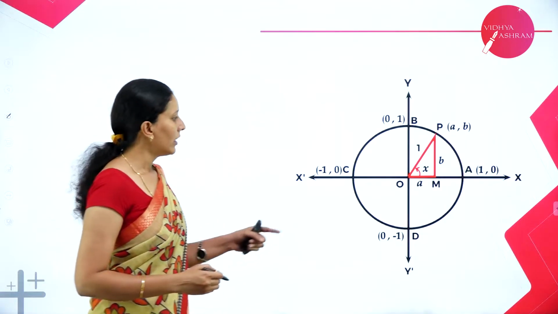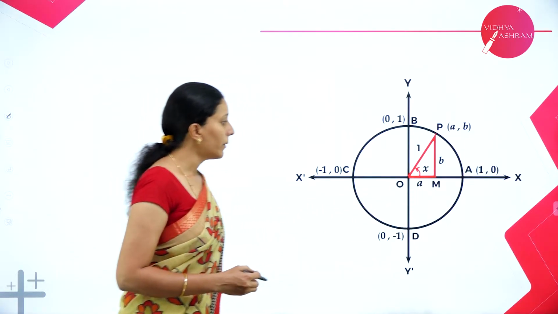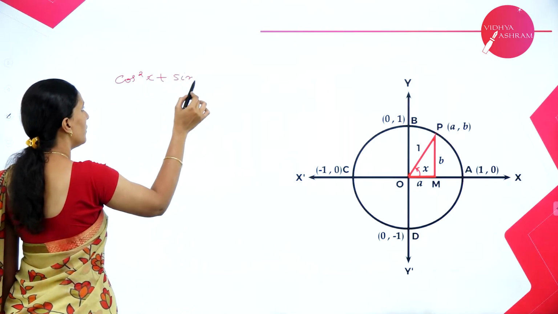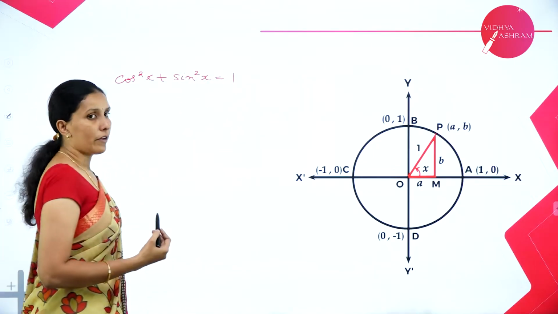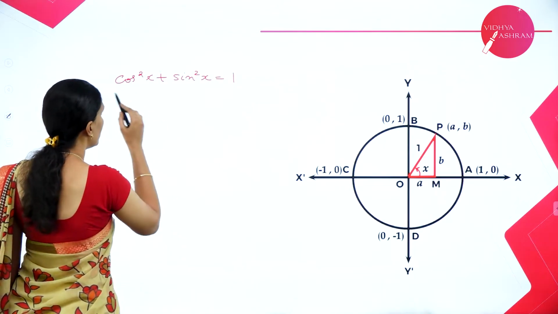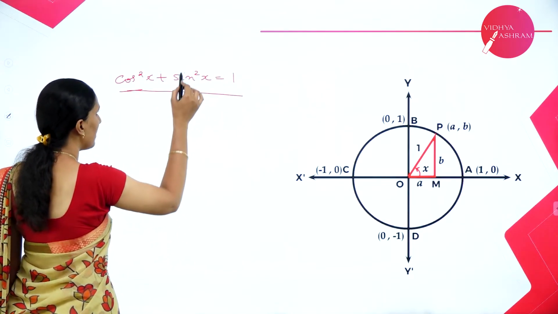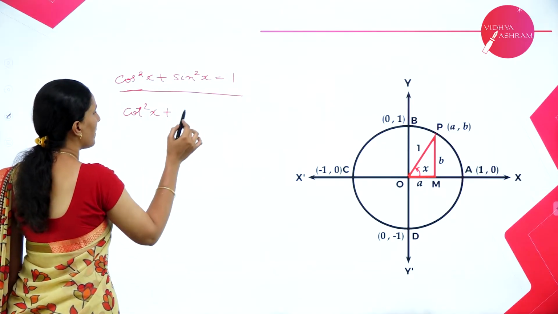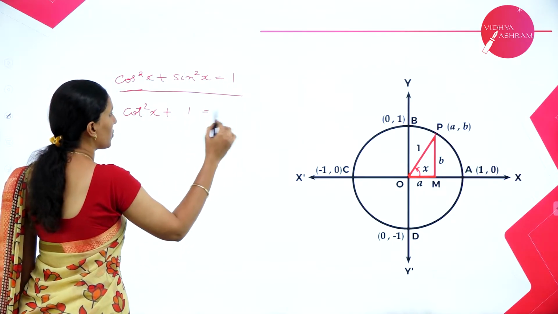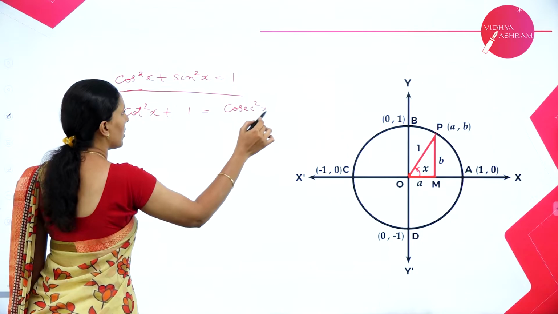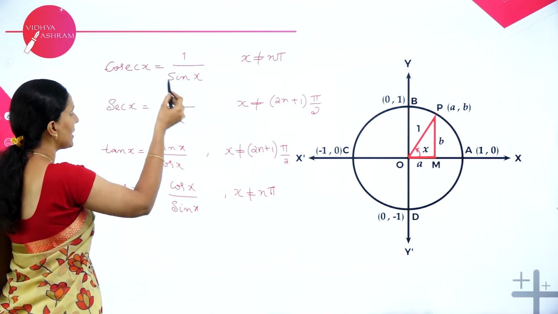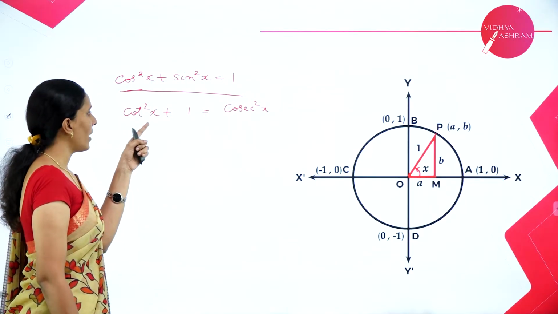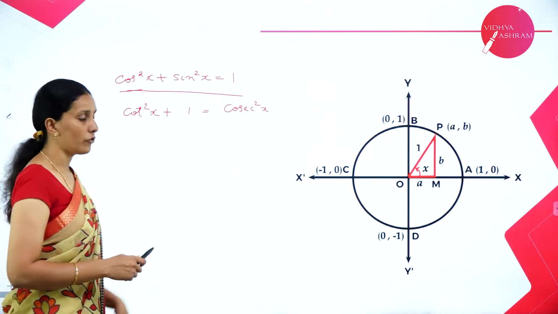So we also got a relation between cos and sine using the Pythagoras theorem: cos square x plus sine square x is equal to 1, which is a very important identity. From this we can also derive two other identities. If we divide this equation completely by sine square, then cos square by sine square is cot square x, sine square by sine square is 1, and 1 by sine square is cosecant square x, because 1 by sine is cosecant x. So cot square x plus 1 is equal to cosecant square x is also one of the identities.